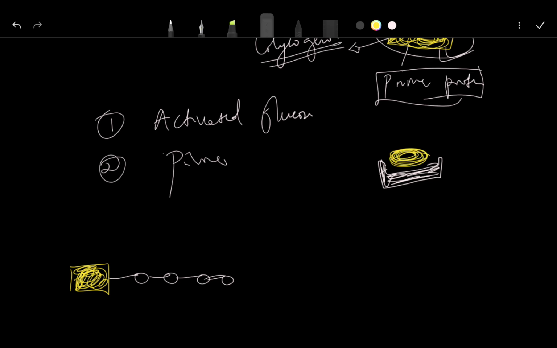Let me just use the yellow. Here's our glucose. Now you know what will happen? Glycogen synthase, which is the first enzyme, will start picking glucose from this molecule and add it to this. We synthesize glucose like this, keep on adding it.